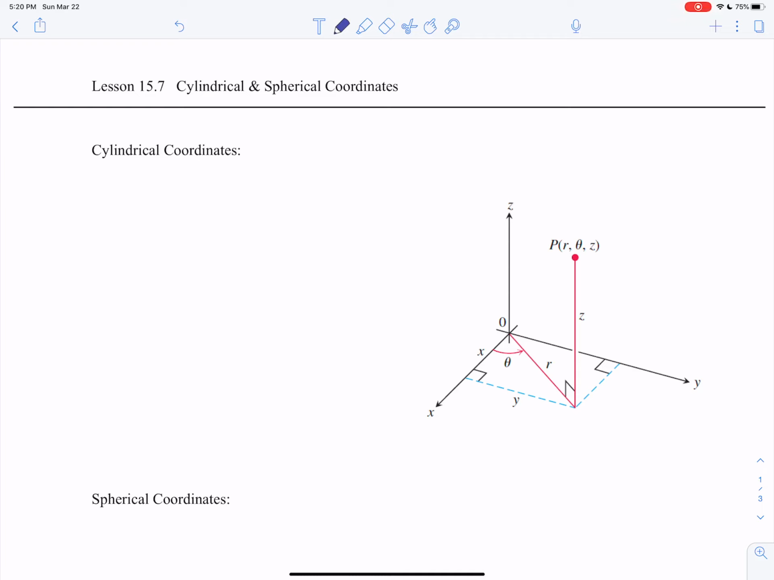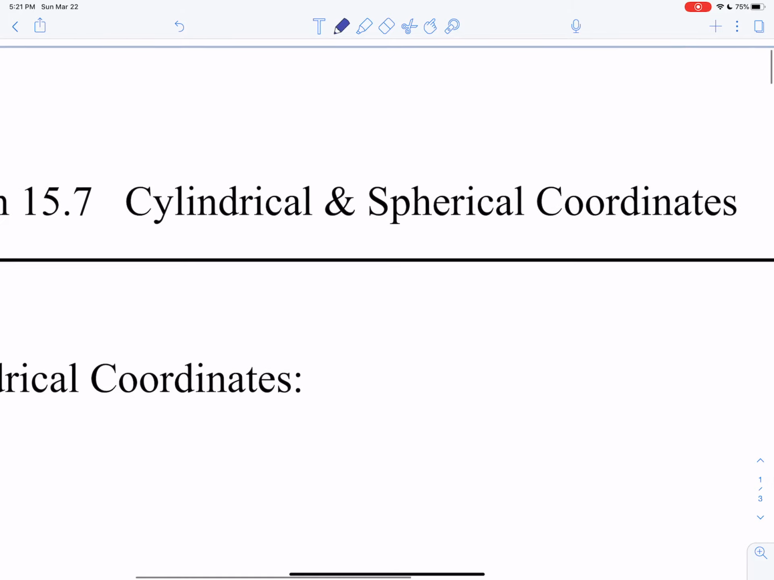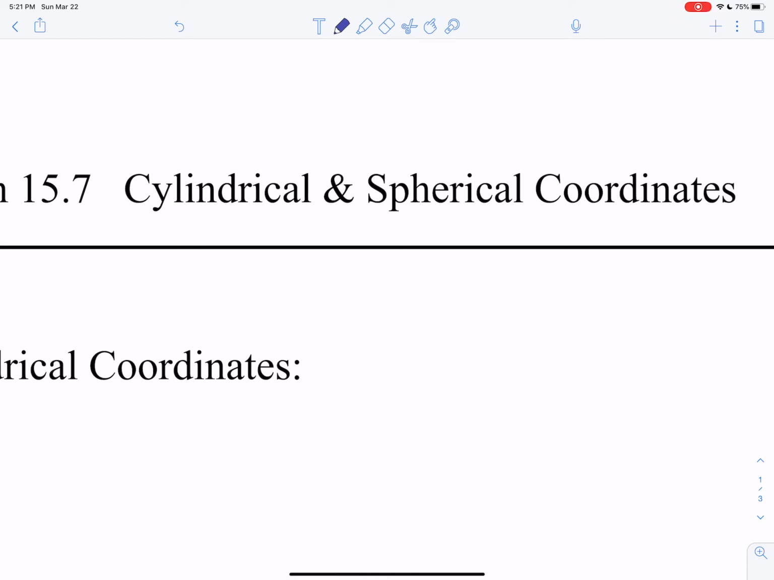So in chapter 15.7, we're going to be introducing yet two more different coordinate systems. We've already built up two so far, right? We know from early high school, we've used the rectangular coordinate system. And then two lessons ago, we added to that the polar coordinate system, and now we're adding two more. So the cylindrical and spherical are just two more types of coordinate systems.